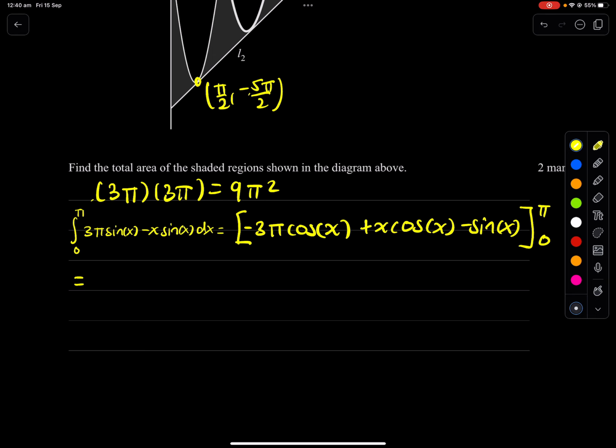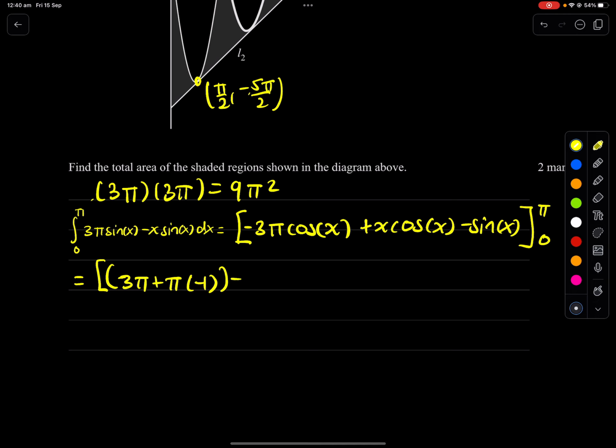Okay, so doing this, I'm going to start doing it quick. The first one is negative 3 pi. If we put cos pi, it's negative 1, so this will be 3 pi, plus pi times cos pi, which is negative 1. What's sine pi? It's 0. Minus, okay, if you sub in cos 0, it's 1, so it'll be negative 3 pi. So this will be 0 anyway. What's negative sine? It's just 0.